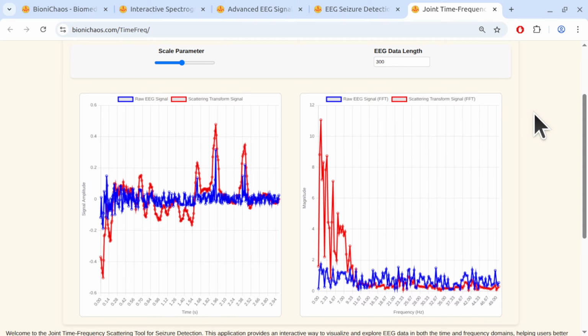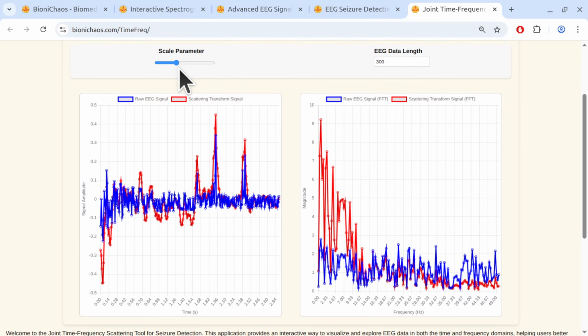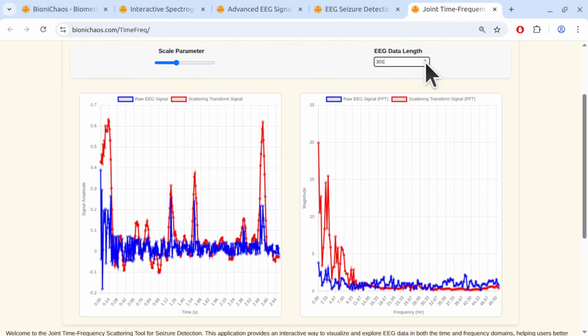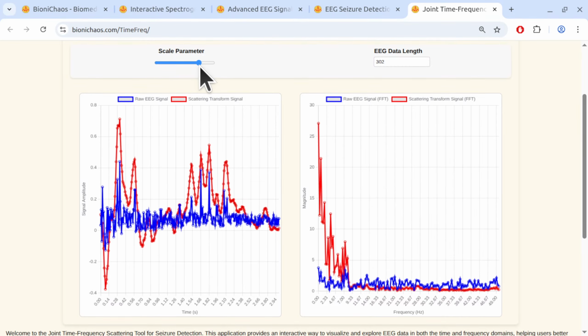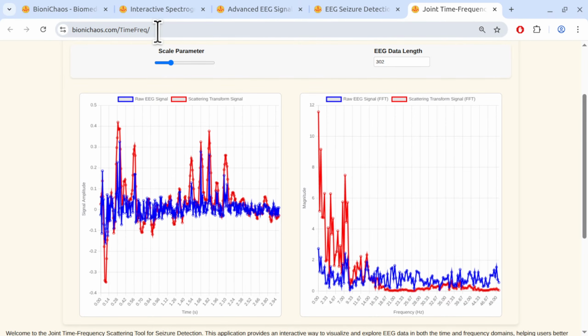How does it do that? It decomposes the signal in a clever way. And users can actually play with parameters, like a scale parameter, to smooth the analysis differently, or change the EEG data length to look for patterns over longer or shorter times. It helps you hunt for those recurring, subtle signatures. So if this scattering technique is designed for those really tricky, non-stationary seizure events, what kind of things might it uncover? What hidden features that maybe older methods just smoothed over or missed entirely?